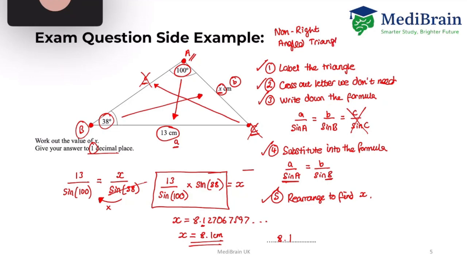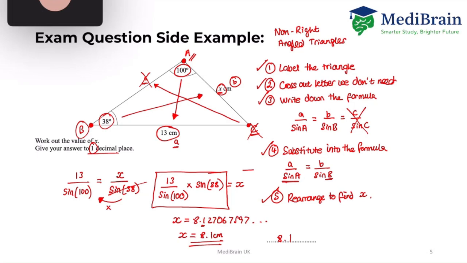Okay, so remember last lesson we looked at SOHCAHTOA. SOHCAHTOA is only used when you have right angled triangles. But obviously you're not going to have right angled triangles all the time. Sometimes you're going to have normal triangles that have different length sides. When you have those, you have to use the sine rule or the cosine rule.